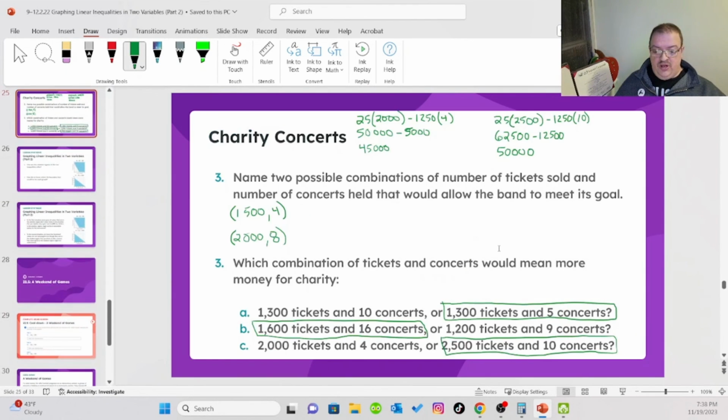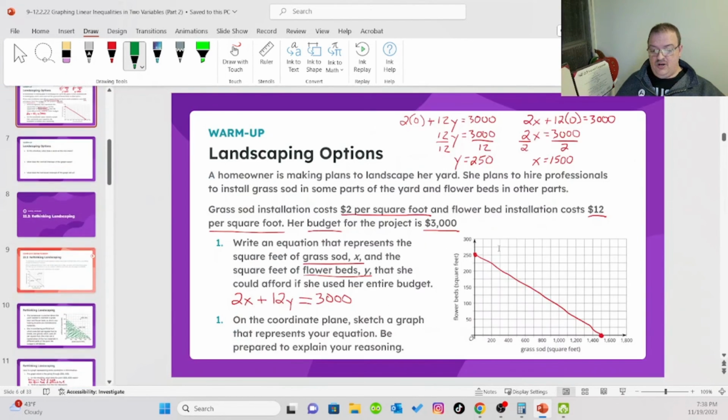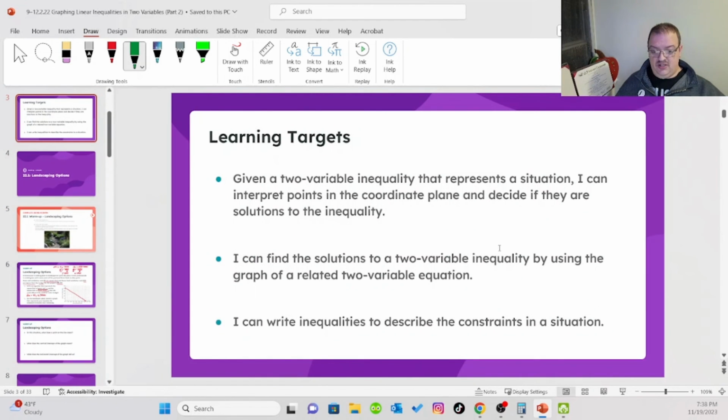So now we want to go back to our learning targets. Number one, if you are given a two-variable inequality that represents a situation, you should be able to interpret points in the coordinate plane and decide if they are solutions to the inequality. If you feel comfortable with this, you're right where you should be. If not, please ask questions so I can give you clarification.